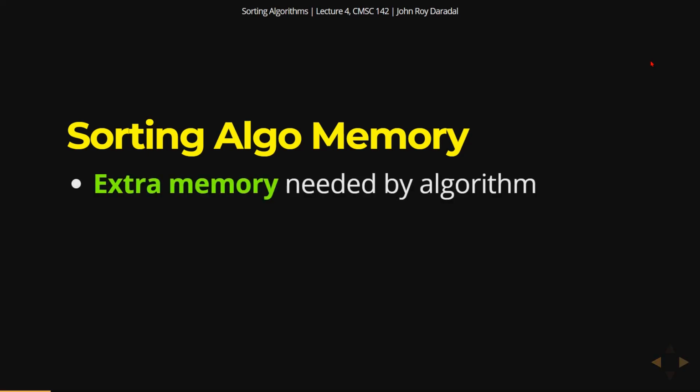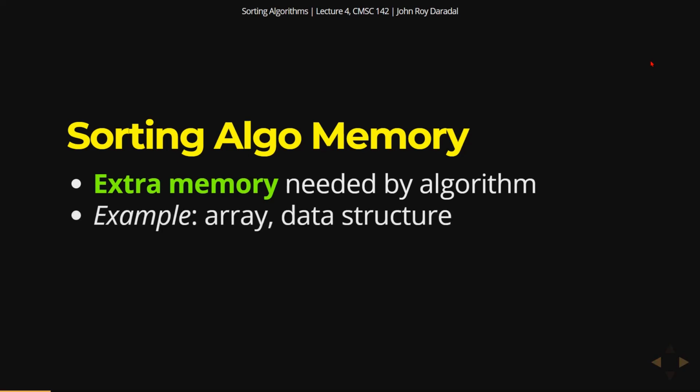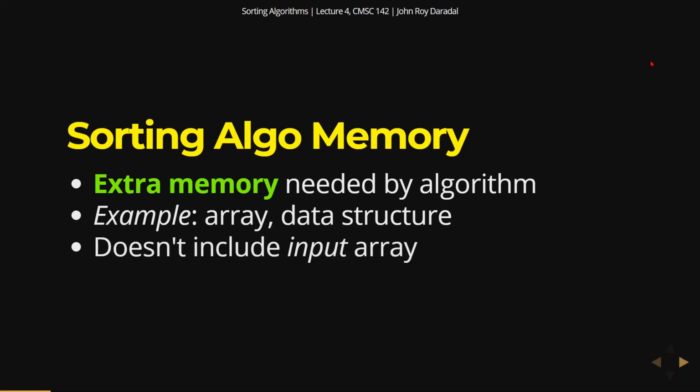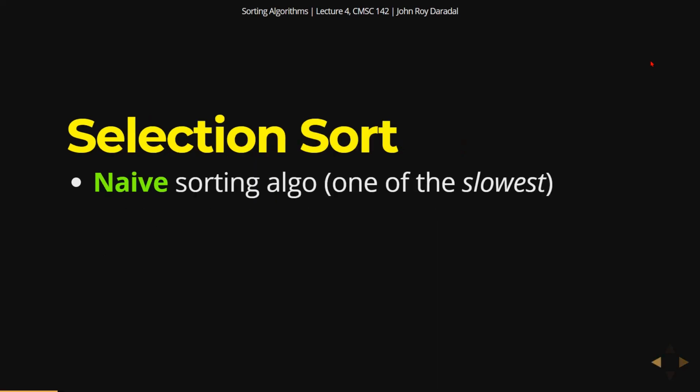Okay? So later on, when we talk about the sorting algorithm's memory consumption, we are talking about the extra memory needed by the algorithm. So extra data structures or extra arrays. Okay? It doesn't include the input array because that's already assumed to be part of the problem. Okay? So we will only analyze the extra memory needed by the algorithm. Okay? So let's now start with our first sorting algorithm, which is selection sort.